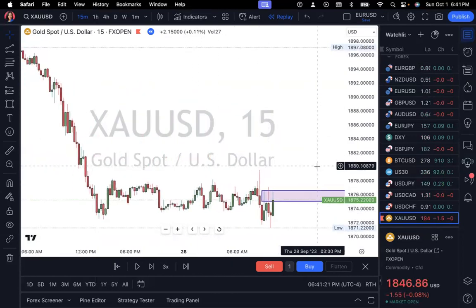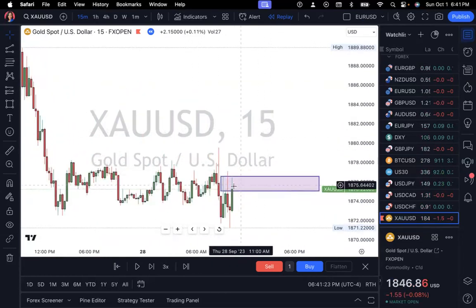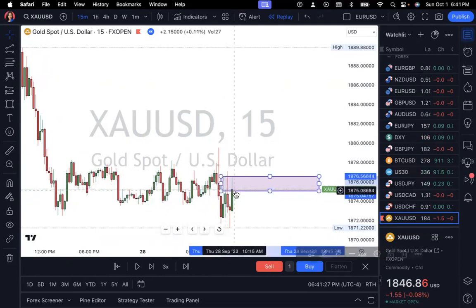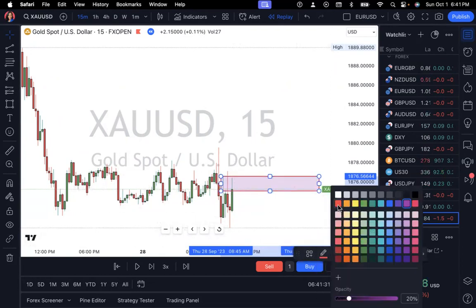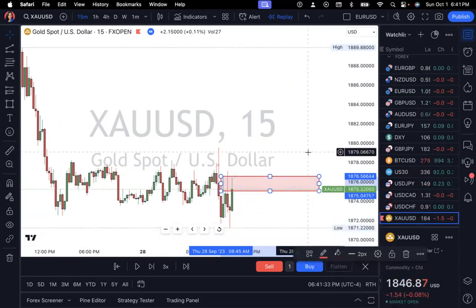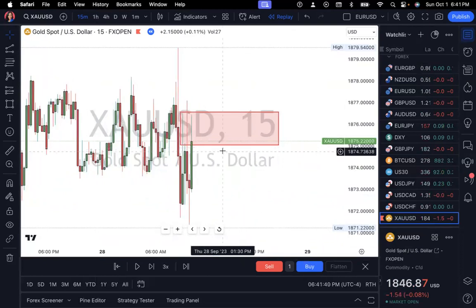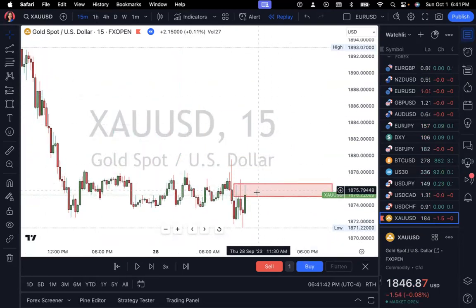So let's just say we were looking at gold and we noticed that we had a supply zone here. The first thing we would do is highlight it. If it makes you feel better to notice the supply, you can change it red so you know that that's where you sell, right? So all we really would do if we were not trading with indicators is wait for the market to tap into this area, or we would set a pending order.